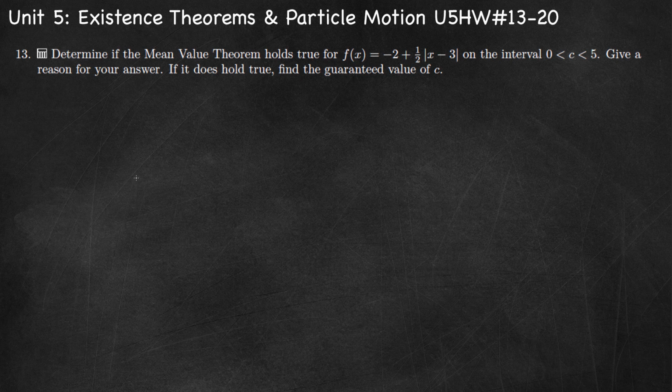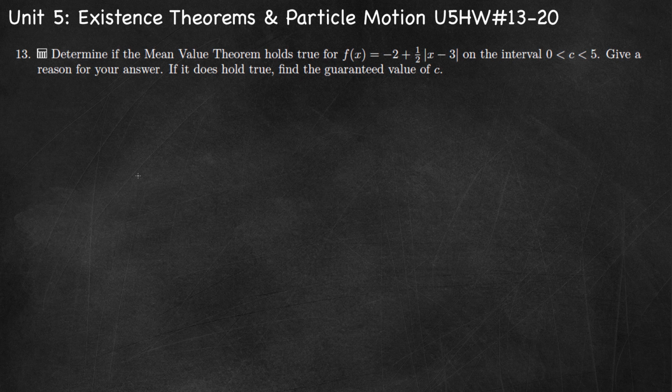For number 13, we want to determine if the mean value theorem is true for f of x equals negative 2 plus 1/2 times the absolute value of x minus 3 on the interval from 0 to 5. If it is, we're going to find the value of c guaranteed to exist by that theorem.